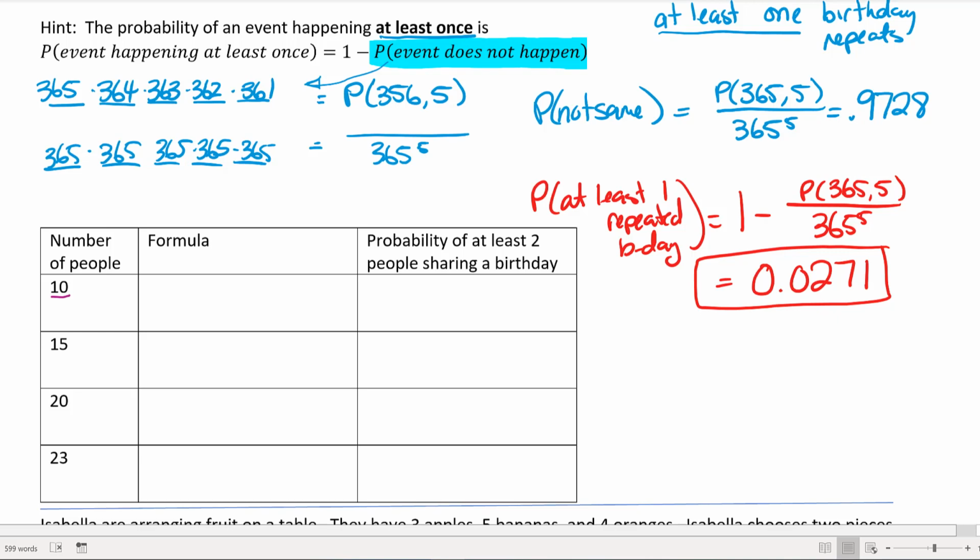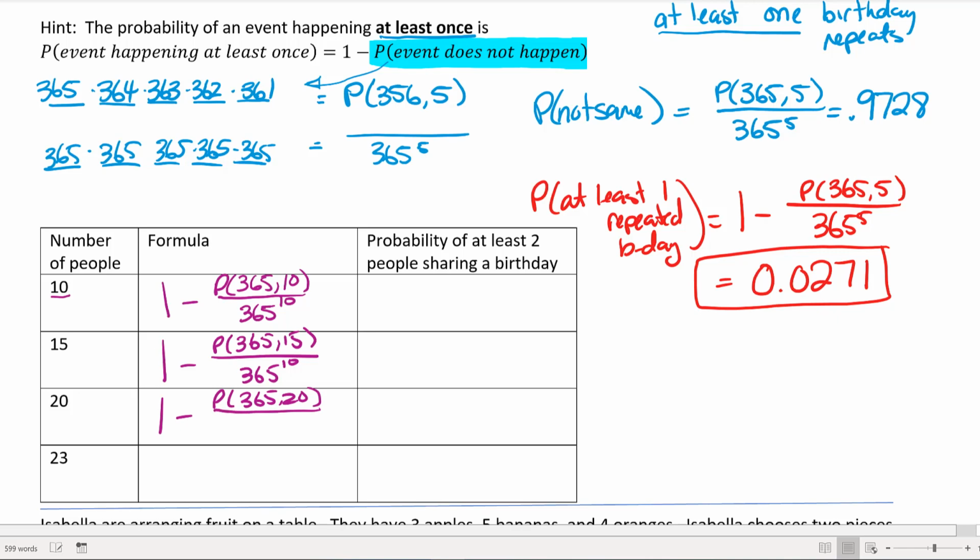So if I start increasing the number of people, for example, if I want 10 people, my formula for at least 1 repeated birthday is basically going to stay the same, except instead of a 5, I have 10. So I'm having a permutation of 365, choose 10, divided by 365 to the 10th. And I can repeat that all the way for more and more people that enter the room, and then I'm going to do it all the way up to 23.